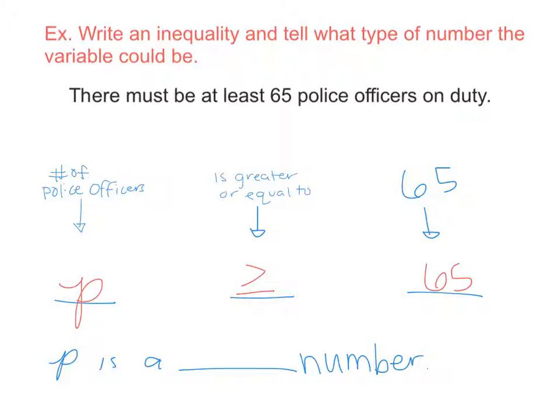That's part of the rule. P's got to be a whole number here. Because with police officers, you can't have fractions. You can't have decimals. That doesn't work. It's got to be a whole number. So when it says what type of a number, we have to think, well, what kind of police officers? We want to have whole numbers because we're talking people. Okay?